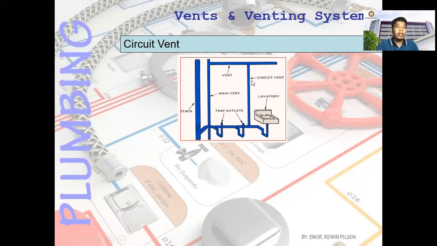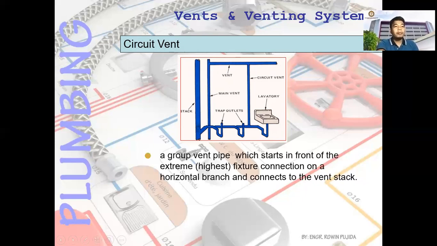To circulate the air, you can have the circuit vent here. So we don't name this as a dual or maybe common, since there are three traps here. You can have the circuit vent, then connect it to the main vent. Okay. So a group vent pipe, which starts in the front of the extreme highest fixture connection on a horizontal branch and connects to the vent stack. Okay. You have here the circuit vent.